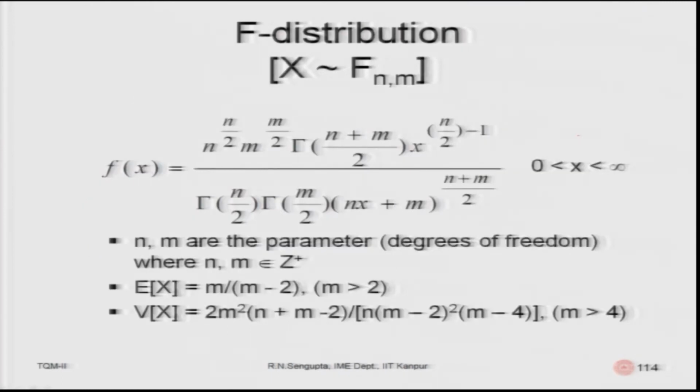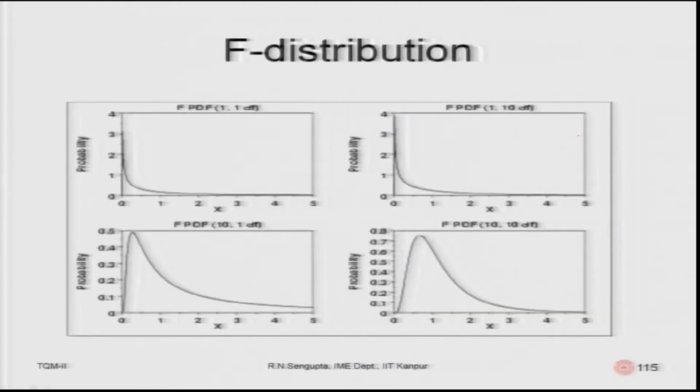The F distribution's PDF is given, where n and m are the parameters. The expected value is m divided by m minus 2 or n divided by n minus 2, depending on which ratio you are taking, and the variance is given as shown, where the values of n or m are taken accordingly depending on the ratio. The F distribution is also not symmetric, like chi-square. Since there are 2 degrees of freedom, m and n, depending on 1 and 1, 10 and 10, 1 and 10, 10 and 10, the distribution would be as shown in front of you.